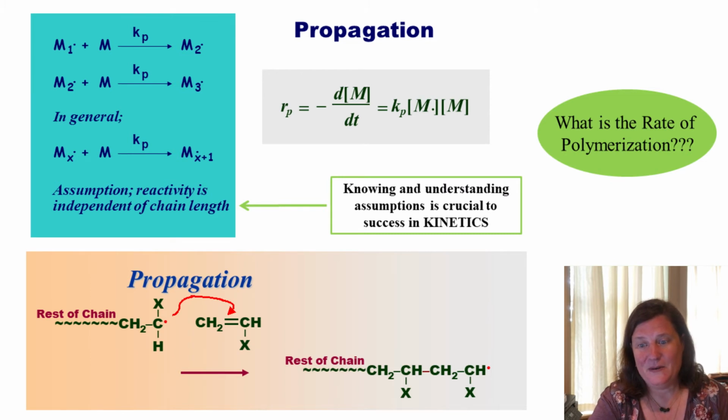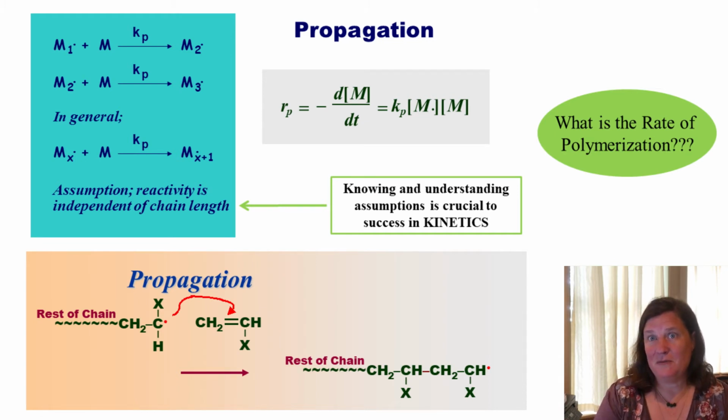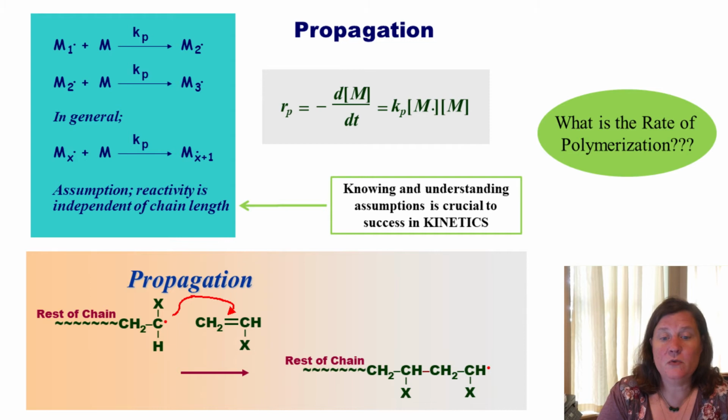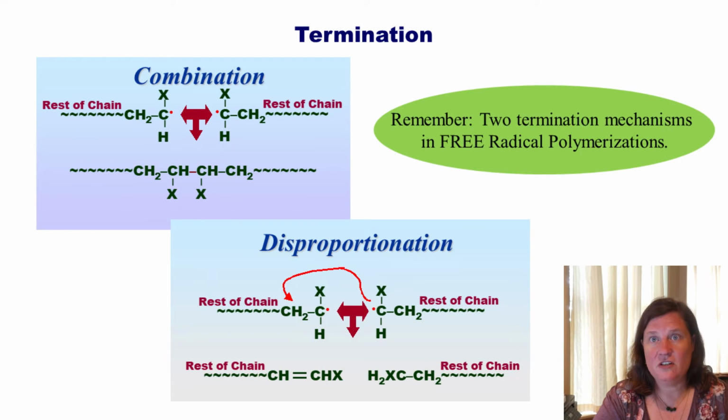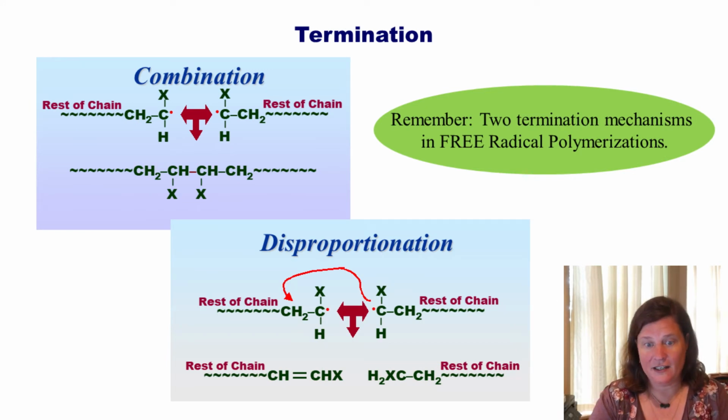Okay, so what is the rate of polymerization? Polymerization is the rate at which the chain grows, and that's the rate of propagation. They're one and the same thing. By convention, we use lowercase rp when we're talking about propagation, and we use capital RP for the rate of polymerization. Termination is when the chain ends get deactivated or the active site dies.